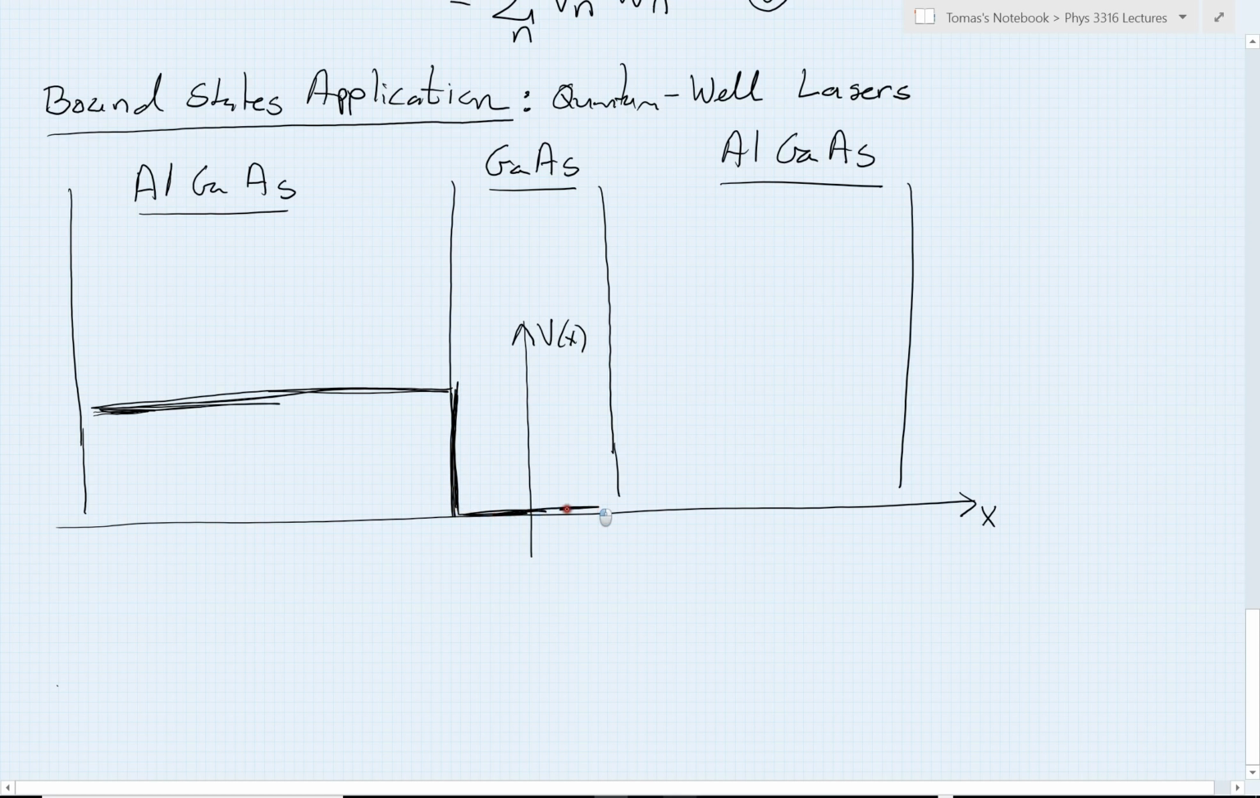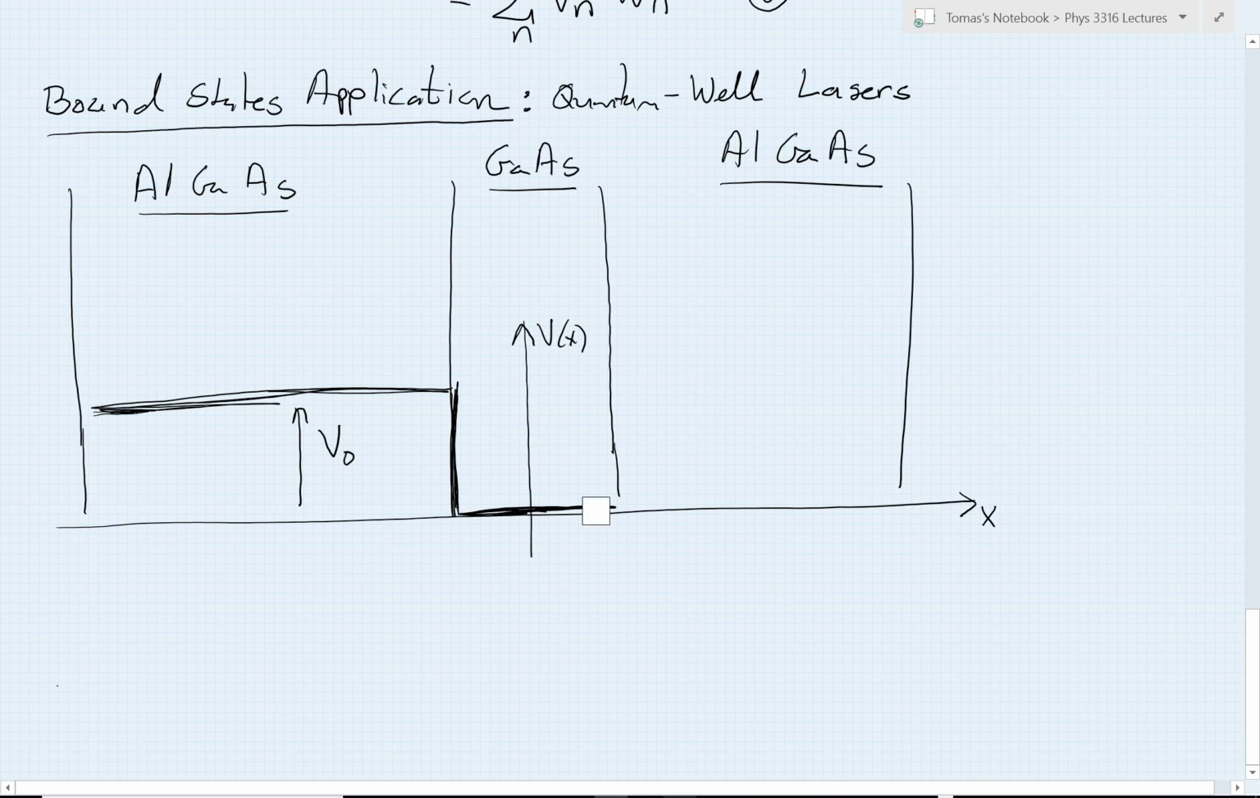And that new value in here, because I can choose my zero of potential to take on any value that I like, I will call the potential of electrons in gallium arsenide 0. And so then the height of the potential in this aluminum gallium arsenide, I will call that parameter V0.